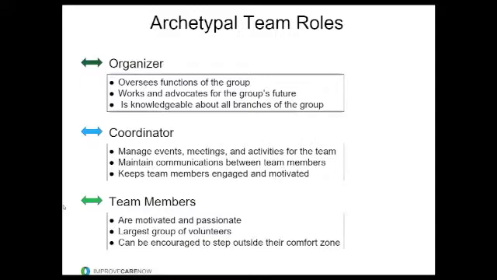So these are the 3 archetype team roles. So the first one is the organizer. This is the center node. They are overseeing the functions of the group, just making sure everything gets done. They're working, trying to help the group's future, always looking out to think, how can I help the group? What can I do to make it better? And this person is generally very knowledgeable about everything that's going on in the group. They know the different functions, the different branches, just generally know what's going on so that they can help everyone get what they need to get done.